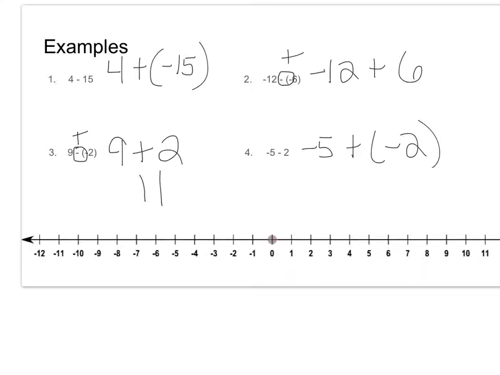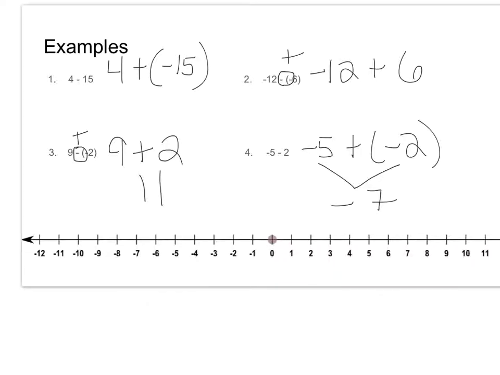Okay, this one also should be pretty easy from when we were adding integers. They both have the same sign, so you just add them together and keep their sign. So that's going to be negative 7. These first two, the first one is a little bit trickier, the second one's a little bit easier.